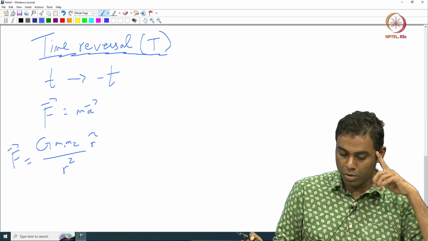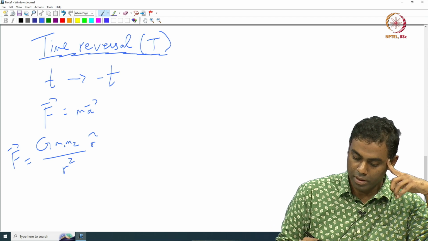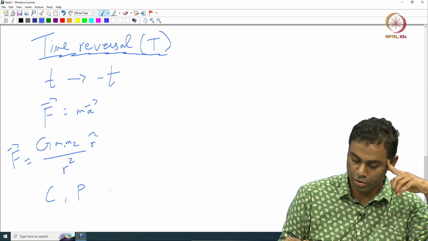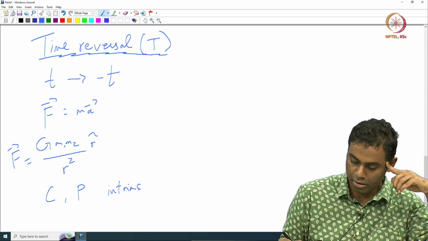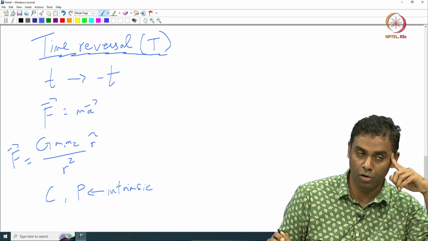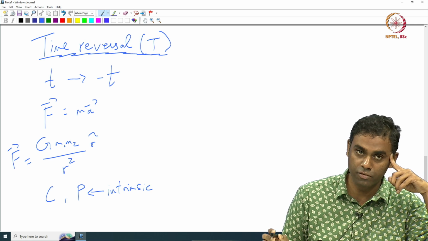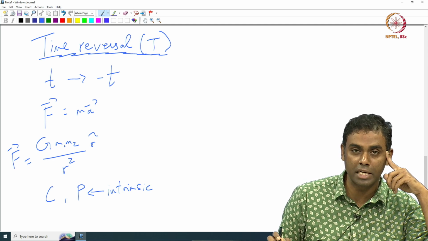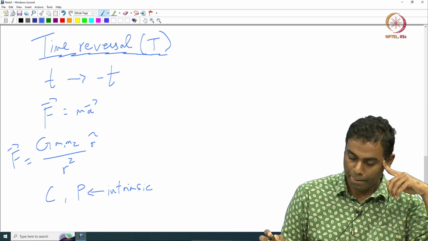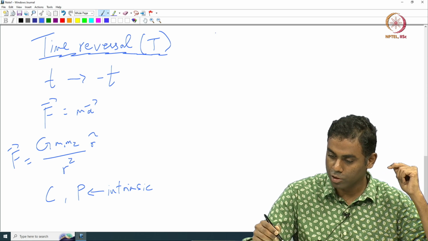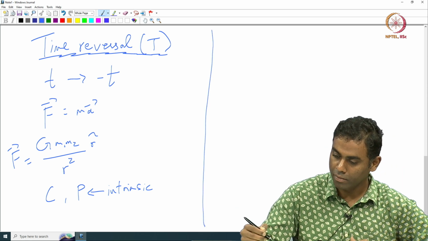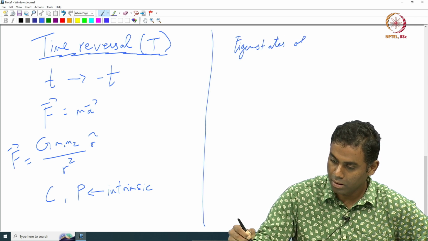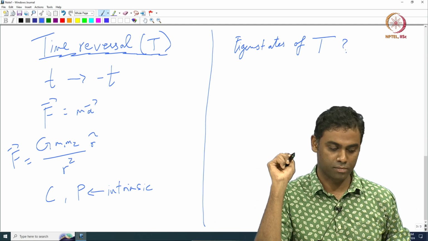Now, for parity and charge conjugation, we talked about the intrinsic parity and charge conjugation for various states. In other words, we looked at what qualifies as an eigenstate of C and an eigenstate of P. So now that begs the obvious question: are there eigenstates of time reversal? Could there be?